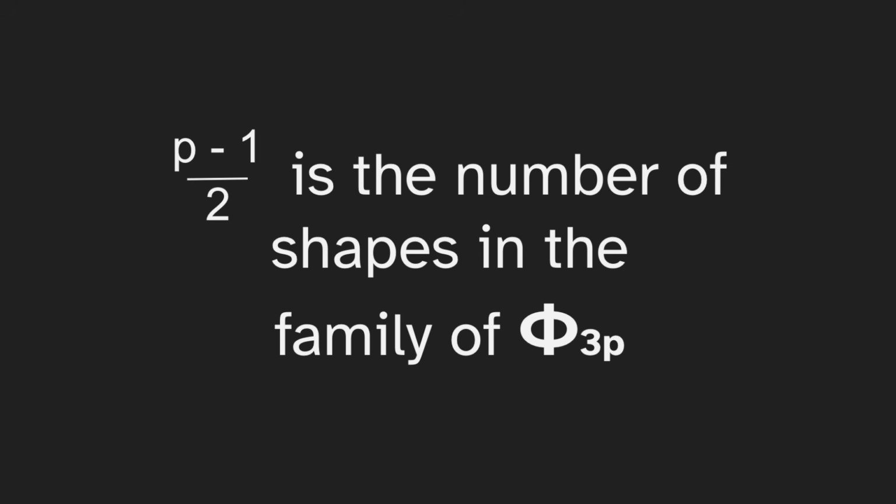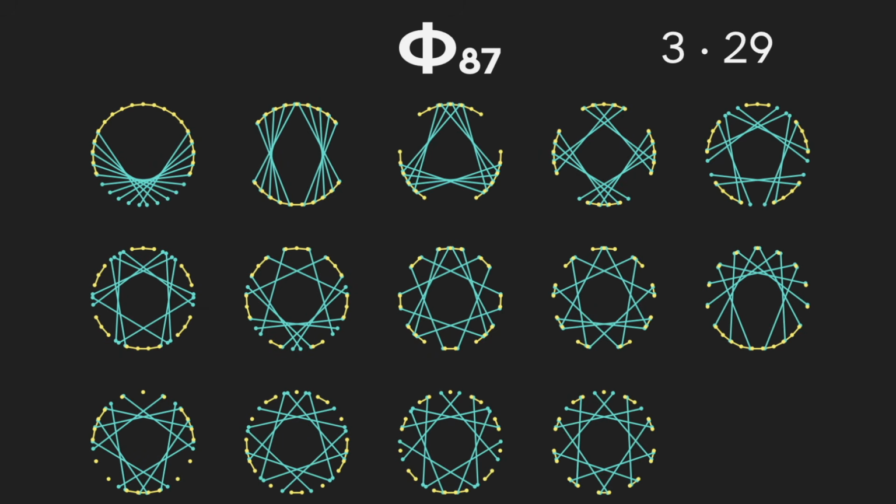But how can we show this? Let's take a look at the shapes of phi sub 87. The one in the top left is produced by zeta.